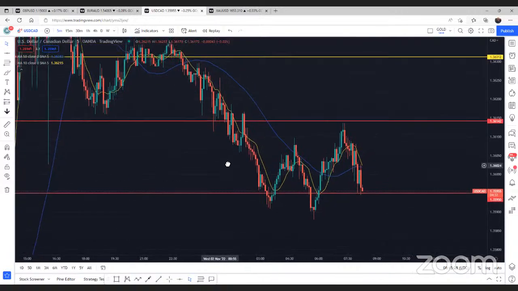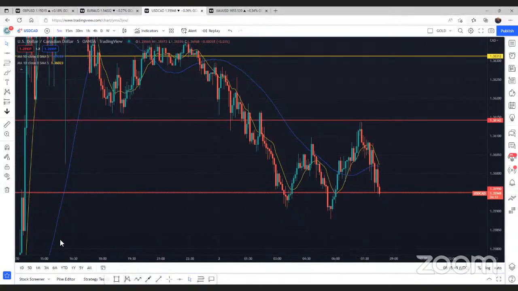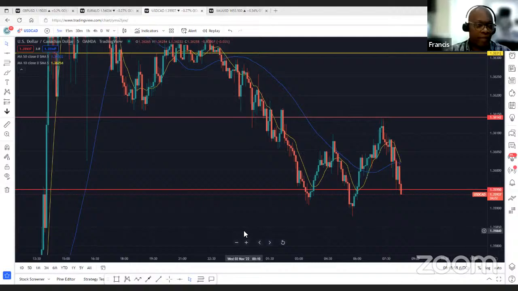Okay, you know what? Let's look at the higher time frames. Even though my strategy does not really require me to focus much on the higher time frame, I basically take trades and enter the trades on the time frame I'm on.